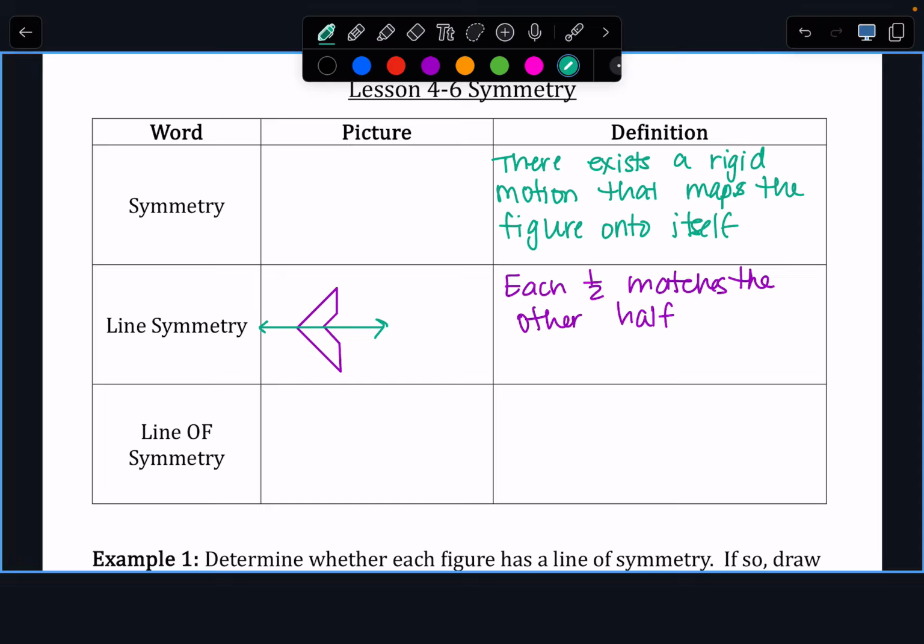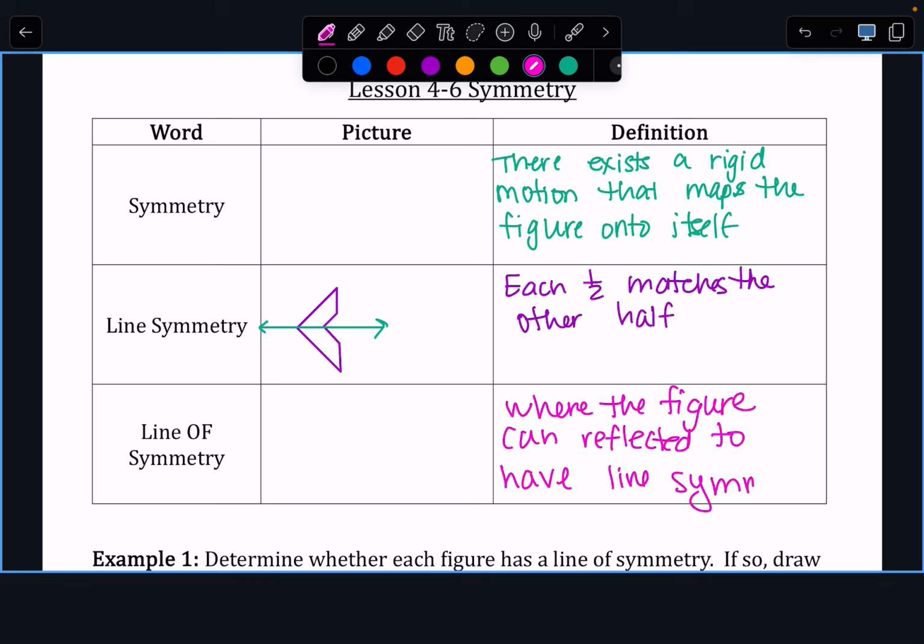Okay, now our line of symmetry is where our figure can be reflected to have our line symmetry. So we're talking about that guy right there. Okay, so our first job is going to be to look at a figure and determine, does it have line symmetry, and how many line symmetries does it have?